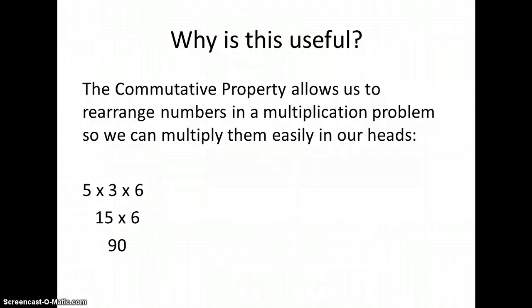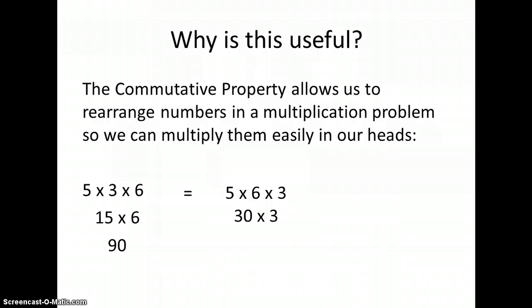Now let's rearrange these numbers using the commutative property and see if we can find an easier way to solve this problem. Let's rearrange it so that it looks like 5 times 6 times 3. Using the order of operations, I have to first multiply 5 times 6, and that gives me 30. Then I would multiply 30 by 3.